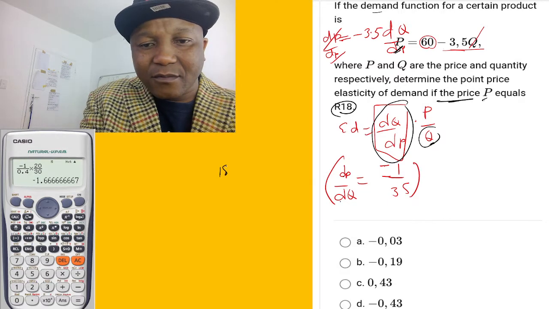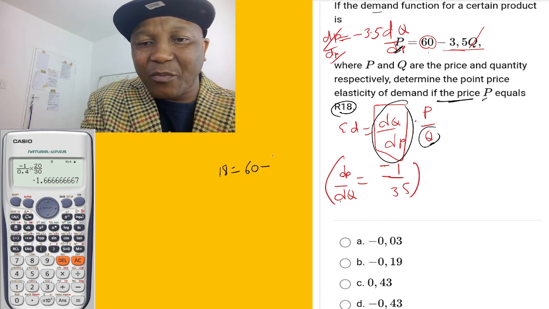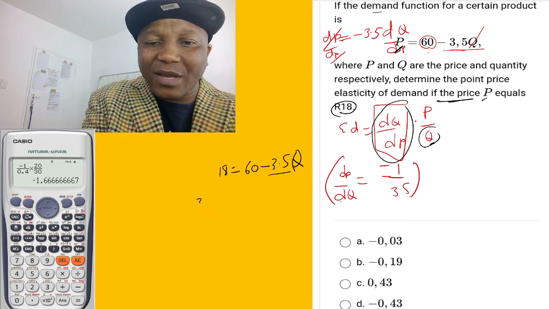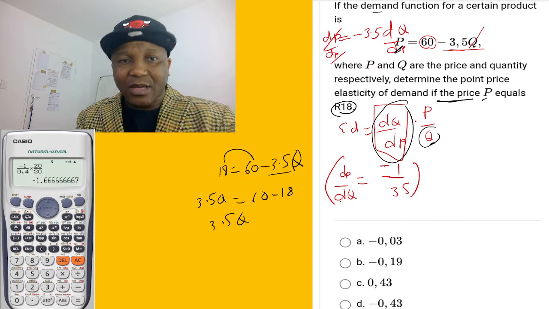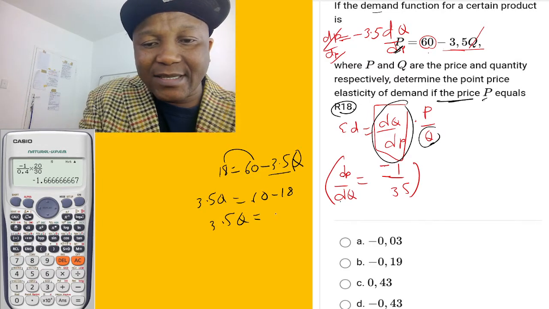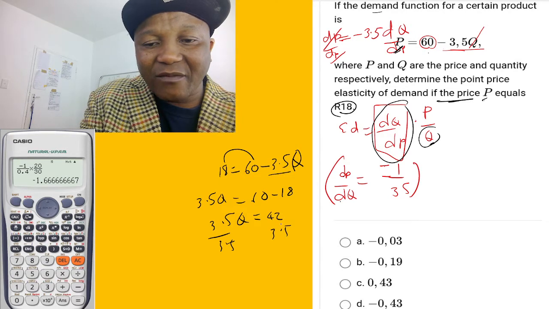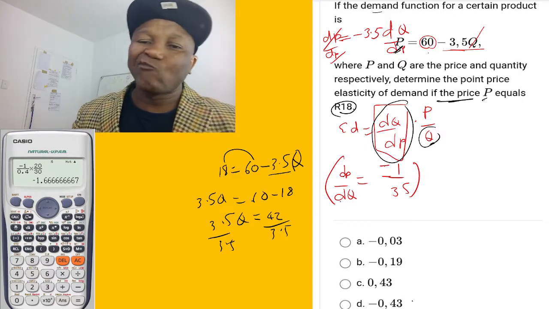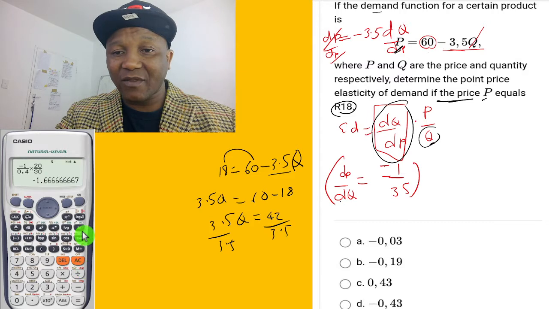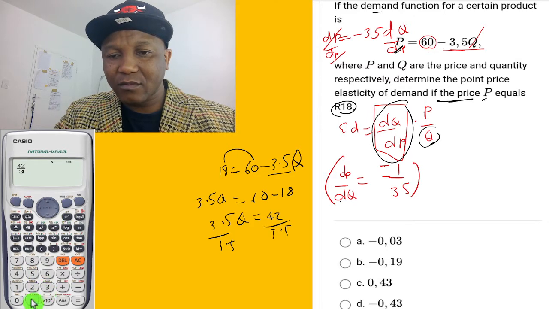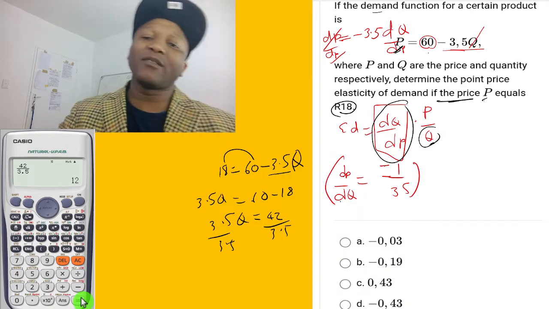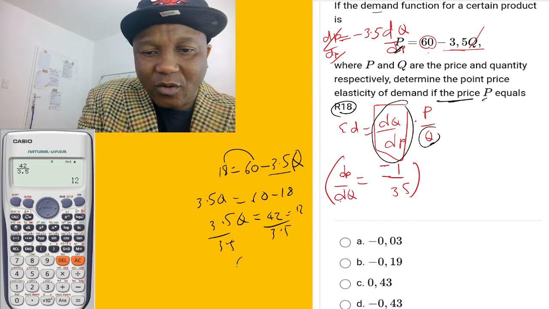P equal to 18 equal 60 minus 3.5 q. We don't know q, we're looking for q. So take this to the left, it's going to become 3.5 q equals 60, and this 18 comes to the right, it's going to be minus 18. So 3.5 q equals 60 minus 18, equal to 42, divided by 3.5. 42 divided by 3.5, we can plug this in the calculator. 42 over 3.5 gives us 12. So our q equal to 12.